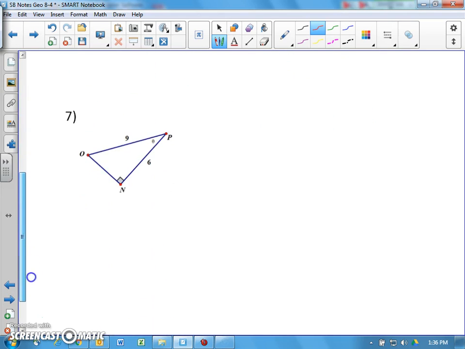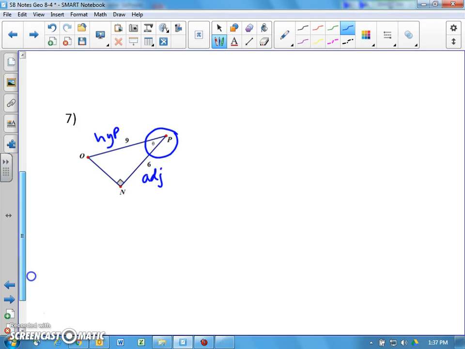Okay, let's look at the next example. Again, we're going to start with some labeling. Here's the angle I'm looking at. That's my hypotenuse. The side touching it is adjacent. The side across from it is opposite. Identify the sides that are involved, my adjacent side and my hypotenuse. So I have A and H.